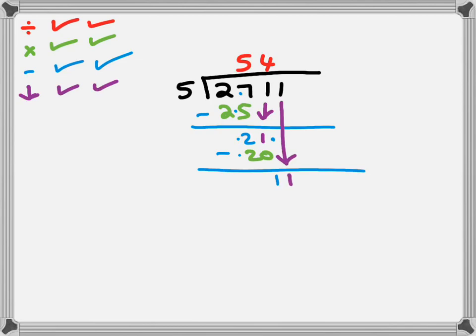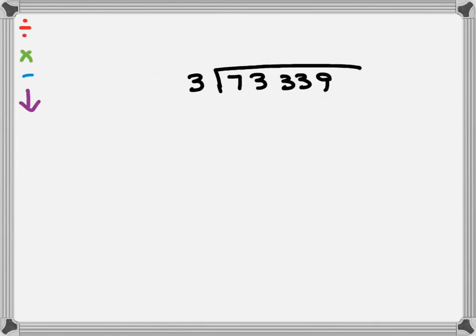Okay, now back to divide. 5 into 11 goes twice. Times 2 times 5 is 10. Minus 1 minus 0 is 1, and 1 minus 1 is nothing. And there's nothing to bring down, so we have a remainder of 1. Okay, got it. Okay, this one you're going to press pause, and you're going to copy it down, and then you're going to press play, and we'll go through it together.